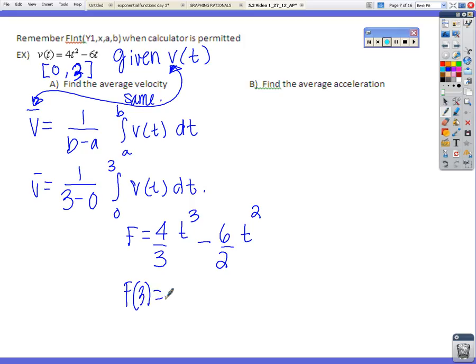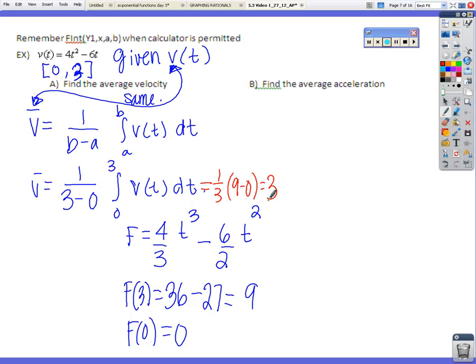So f of 3 would be 27 divided by 3, which gives me 9. 9 times 4 is 36, minus 3 squared is 9, 9 times 3 is 27. And hopefully I get this right, and that the answer for f of 3 is 9. F of 0 would be 0. Let's really hope I did that correct. Therefore, the answer to this problem in red will be 1/3 times 9 minus 0, which is 3.